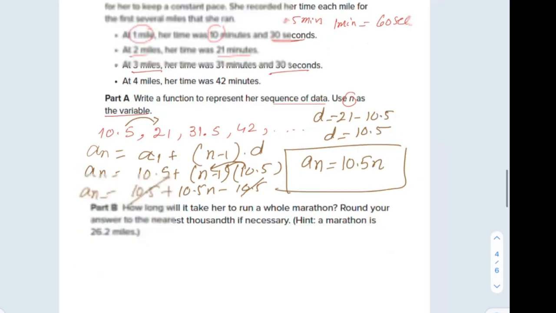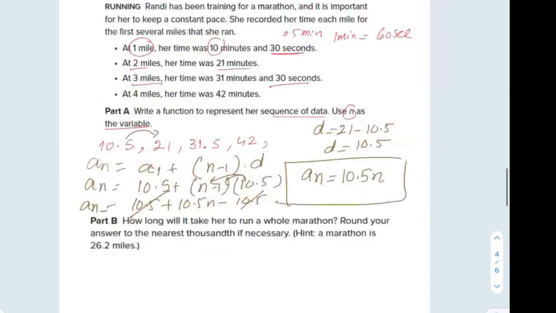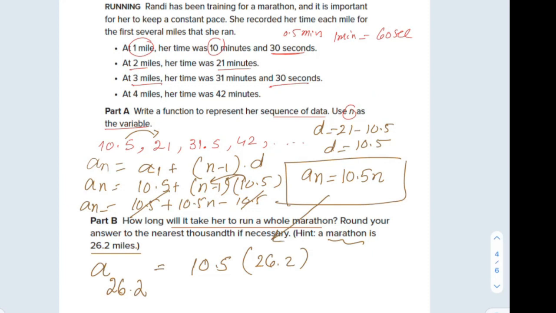Now we will use this equation to find out how long it will take her to run the whole marathon. Round your answer to the nearest thousandth if necessary. The marathon is 26.2 miles. So we will imagine that we are finding term number 26.2. I know it doesn't make sense, but it is at mile number 26.2. So I will replace n by this number. So it is 10.5 times 26.2. I'm using this equation, remember.